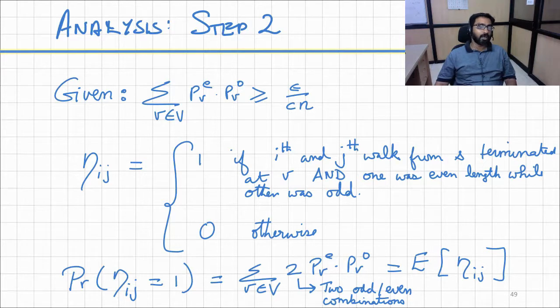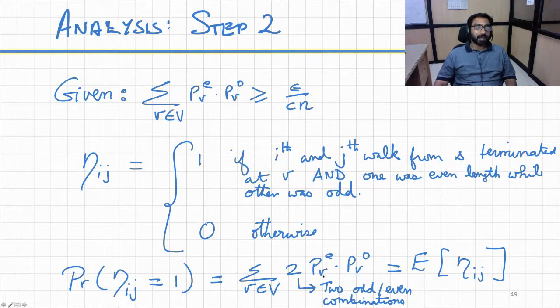That's nothing but, for eta ij to be 1, there must be some vertex V such that one of the probabilities holds. So let's pick up a vertex V. With probability PVE, the random walk will reach V having a walk length that is even. With PVO, with this probability it will reach vertex V with a walk length that's odd.